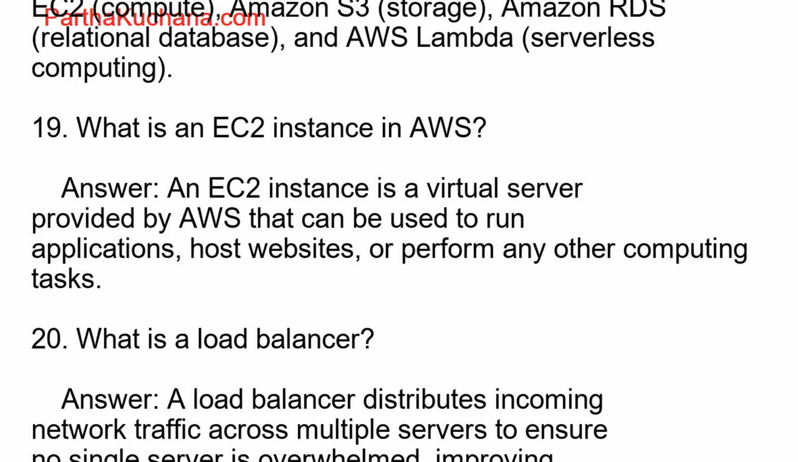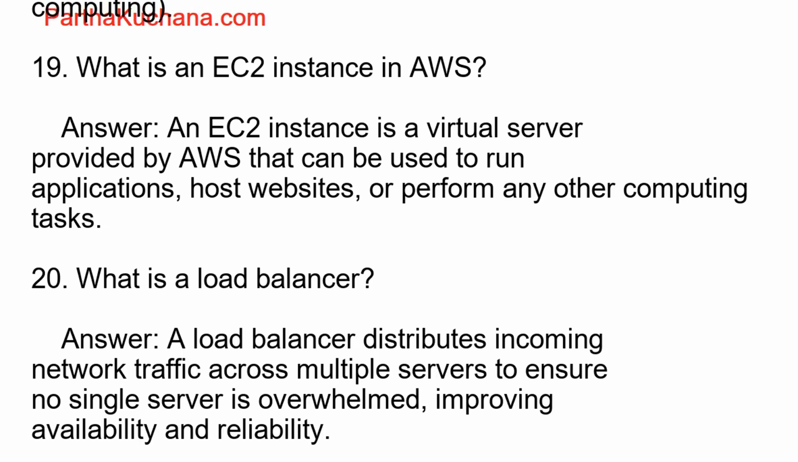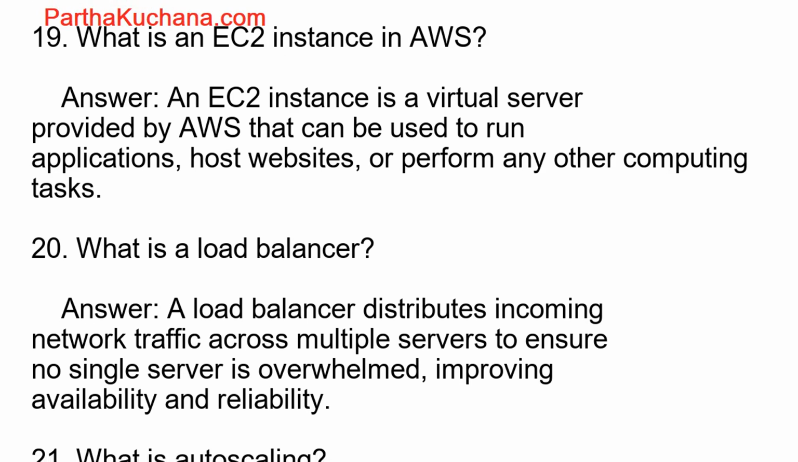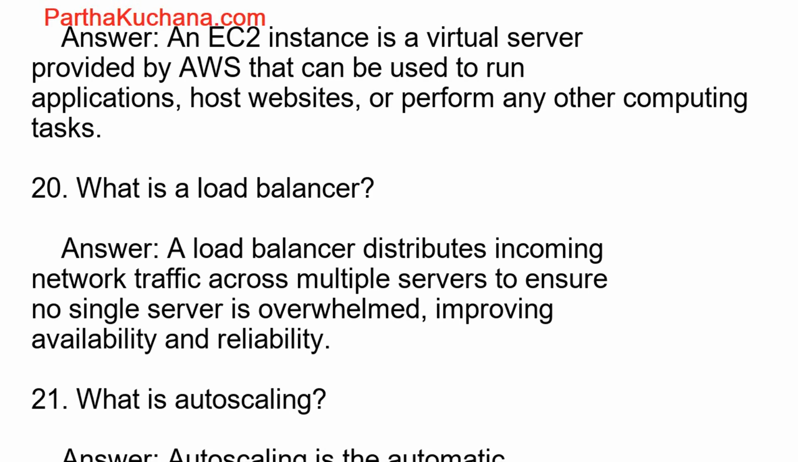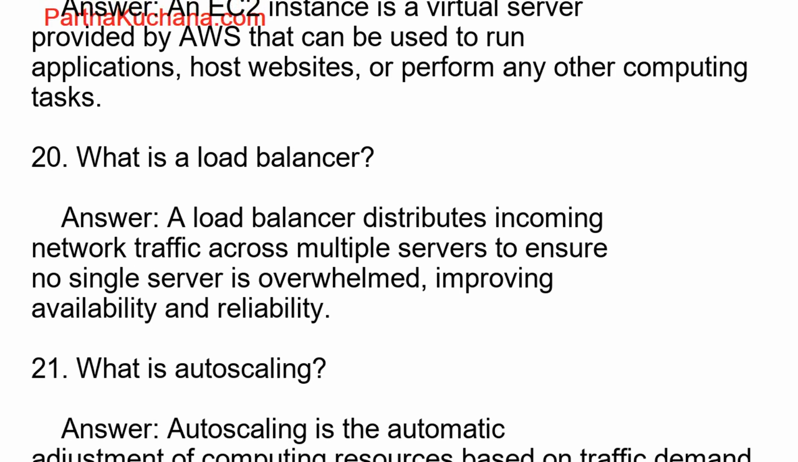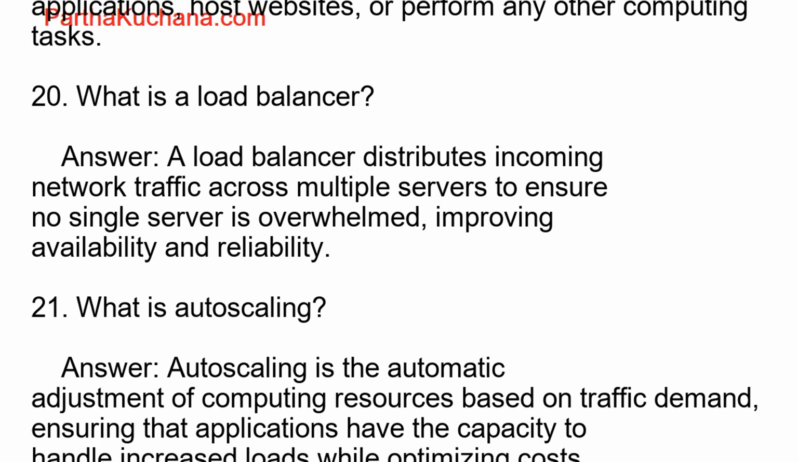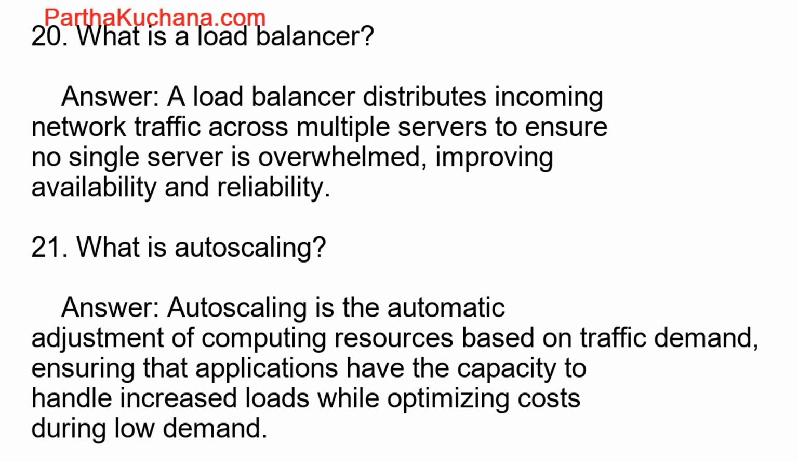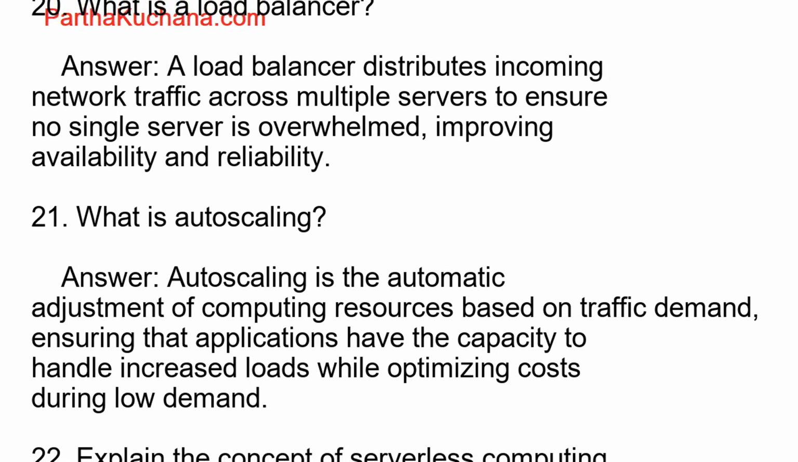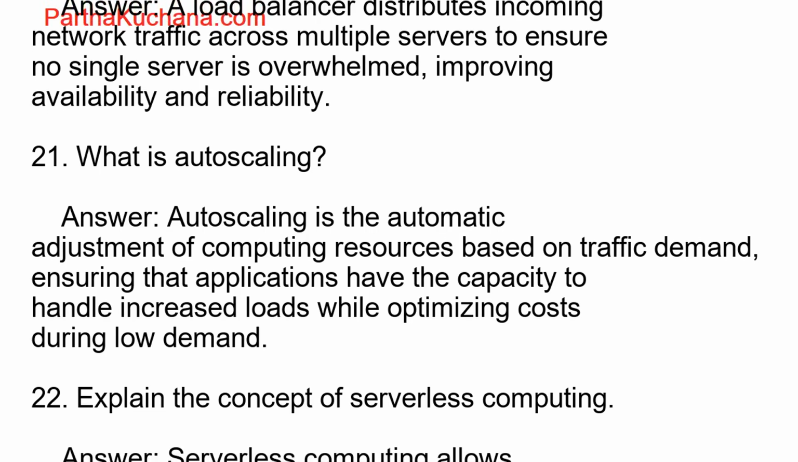20. What is a load balancer? Answer. A load balancer distributes incoming network traffic across multiple servers to ensure no single server is overwhelmed, improving availability and reliability. 21. What is autoscaling? Answer. Autoscaling is the automatic adjustment of computing resources based on traffic demand, ensuring that applications have the capacity to handle increased loads while optimizing costs during low demand.